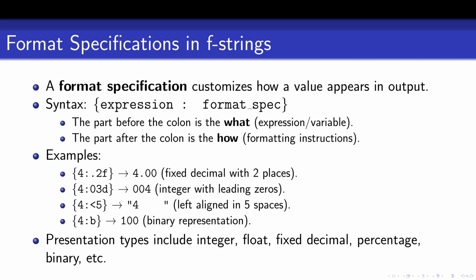On the slide, examples demonstrate formatting 4 as 4.00, padding it with zeros, aligning it within a set width, or showing its binary representation. These formatting tools give you professional-looking output and ensure numbers are presented consistently, which is especially important when displaying results in reports, tables, or user interfaces.